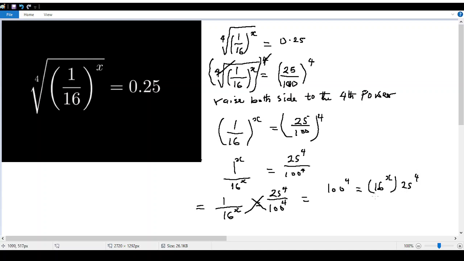Then the next thing you do is divide through by 25 to the power of 4. Dividing through by 25 to the power of 4, this cancels this, and I'm now having 16 to the power of x equal to 100 to the power of 4 over 25 to the power of 4. Let's see what that gives us.